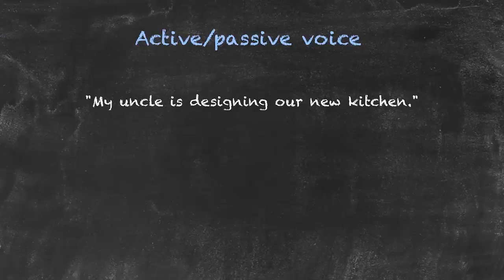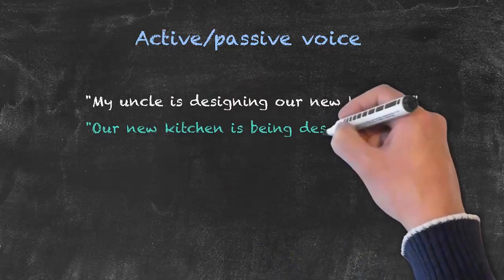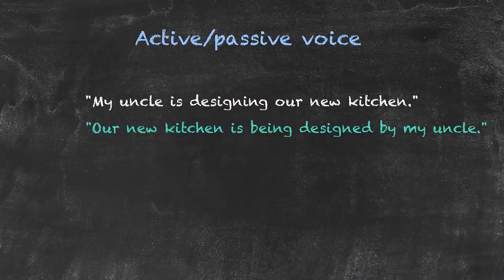Let's have a look and see how we did. The original sentence here, my uncle is designing our new kitchen, should have changed to, our new kitchen is being designed by my uncle. A good way to start the analysis is to look at the tense this sentence is written in, which is the present continuous.